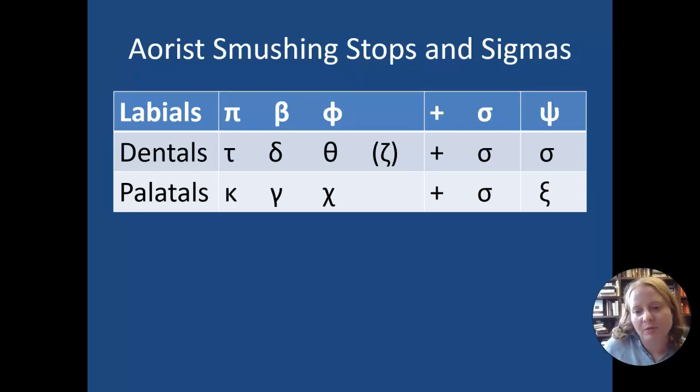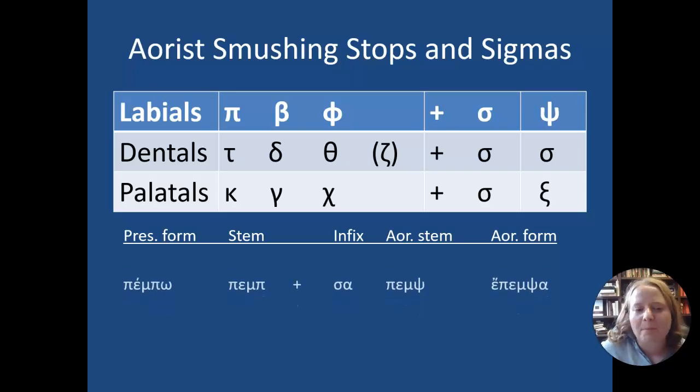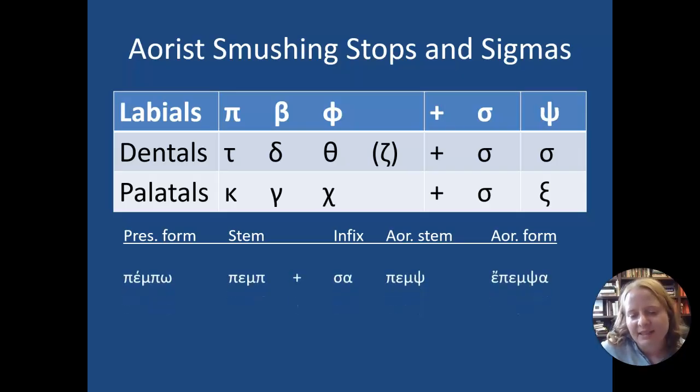You've seen this chart before. The same thing is happening in Aorist as was happening in chapter 12 in the future. So when the labials, the things that put air through your lips, p, b, f, hit an S, it's ps. So here's an example. Pempo, I send, becomes pempsa, epempsa. You see the epsilon at the beginning, the sa, I sent.